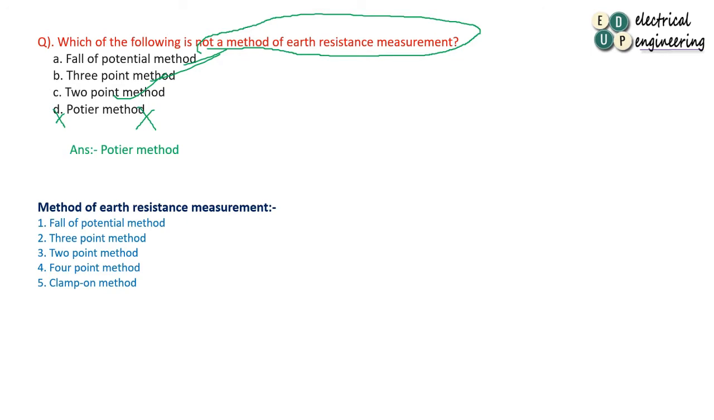So this is the extra information: these are the methods, fall of potential, 3-point, 2-point, 4-point and clamp-on method. Move to the next question.